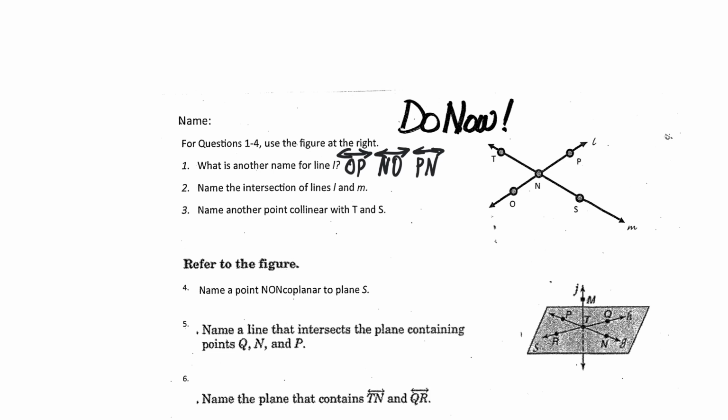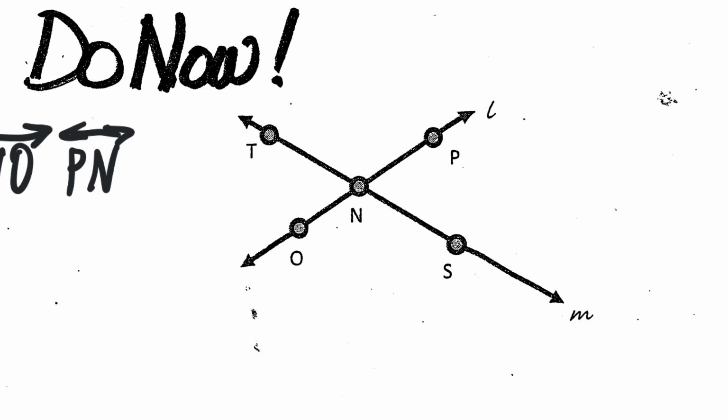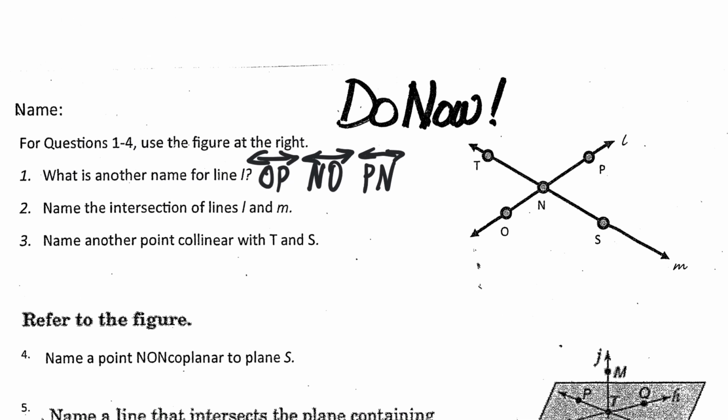So on your quiz in a second, whenever it asks for another name for it, you don't have to list out all the different possibilities. Just give me one way to name that line. Okay? Now, could I call this line LP? No. Why could I not call it LP? Because the L is not a point. L is just the name of the line. So O, N, and P are points named on the line. So you could not name it LP. That would not work.